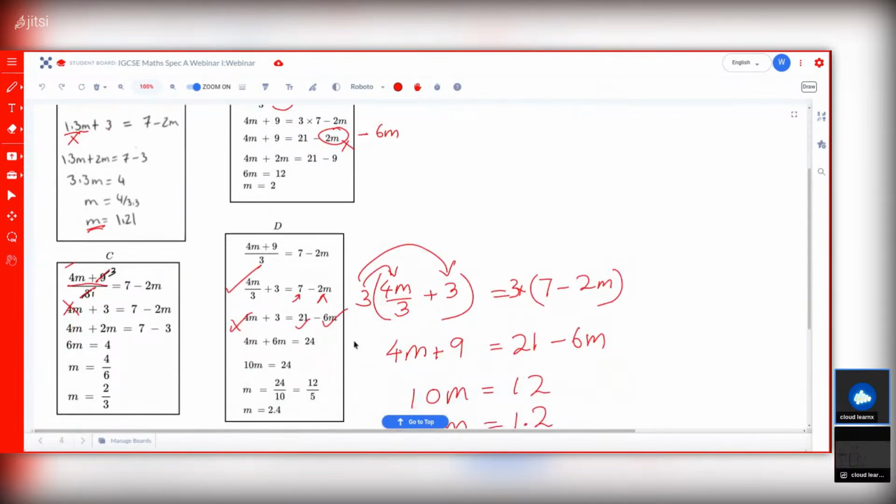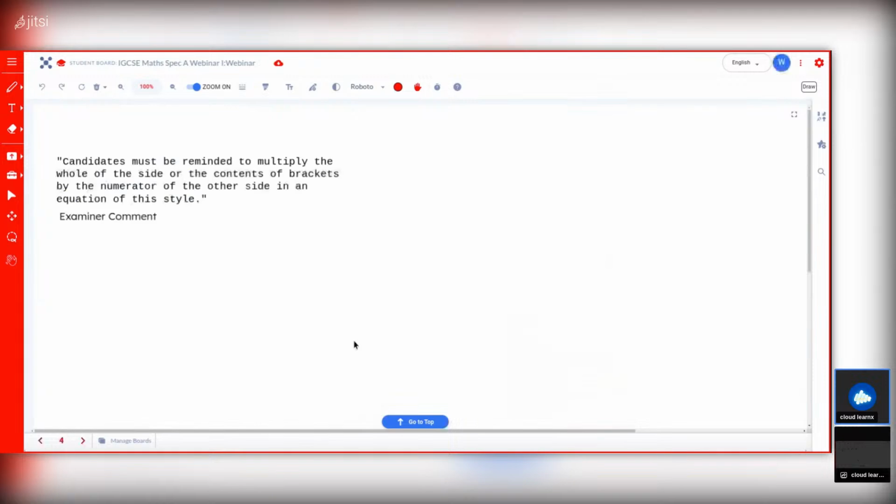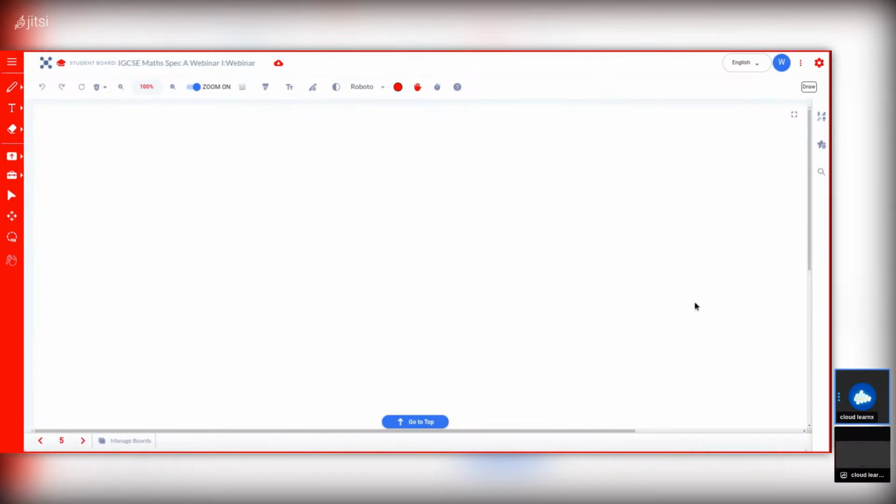Yes. So let's go to page 4. Here's your examiner comment. Candidates must be reminded to multiply the whole side or the contents of brackets by the numerator of the other side in an equation of this type. So have that in mind when you're solving algebraic fractions. Let's go to page 5.